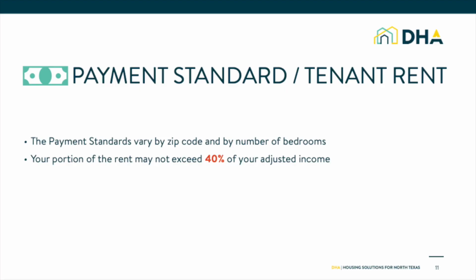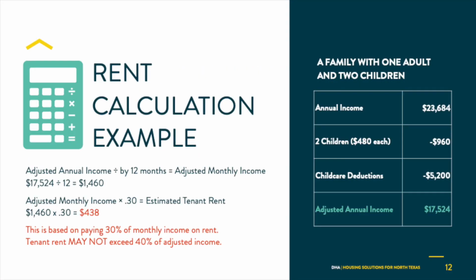Participants typically pay about 30% of their household income for rent. The amount will increase if you select a unit with a rent that is higher than the payment standard. Please remember that your portion of rent cannot exceed 40% of your adjusted income. Here we review how the tenant rent is calculated in the Housing Choice Voucher program with an example.